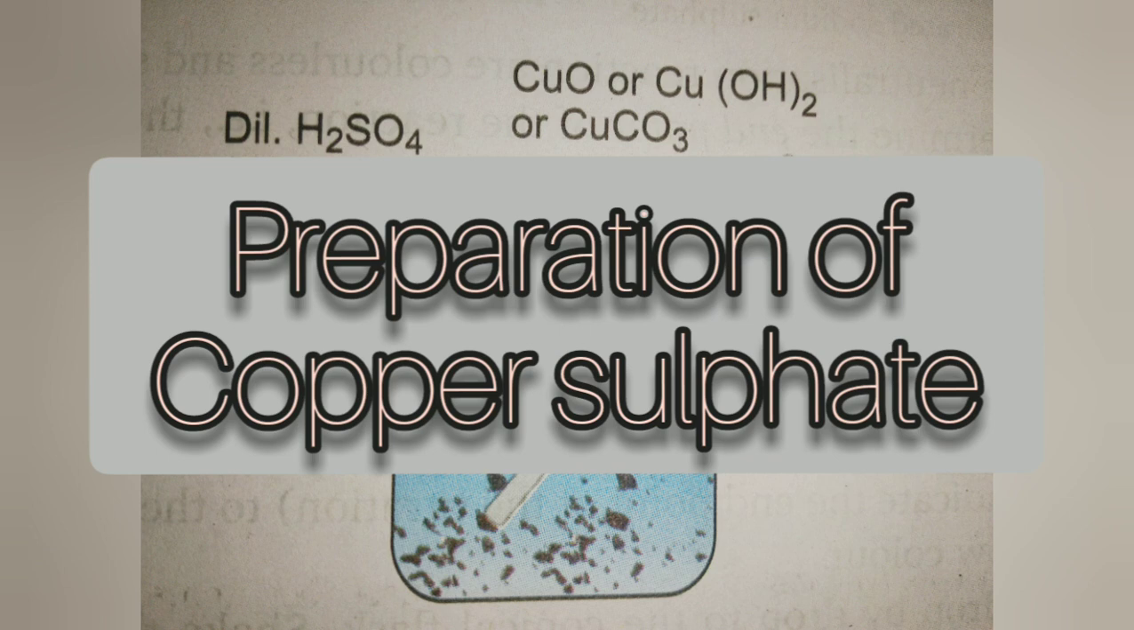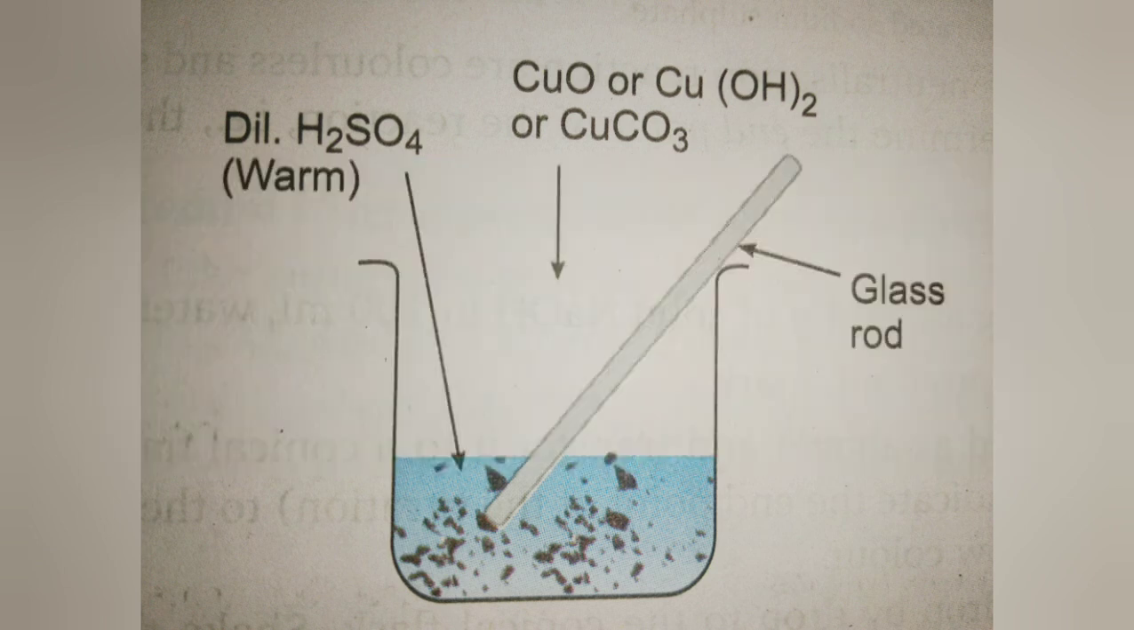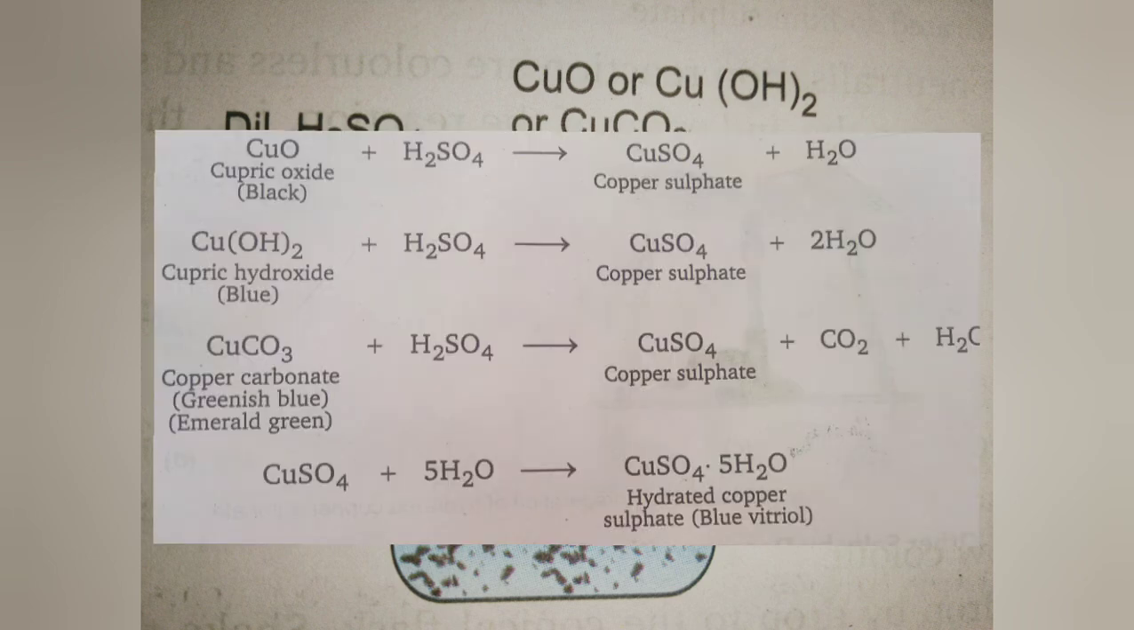Copper sulfate can be prepared by the reaction of sulfuric acid with copper oxide, copper hydroxide or copper carbonate. The reaction is a neutralization reaction. To prepare copper sulfate, dilute sulfuric acid is taken in a beaker and heated slowly. Then copper oxide, copper hydroxide or copper carbonate is added to the sulfuric acid in small quantity and stirred with a glass rod. It is added till no more of it is dissolved further.